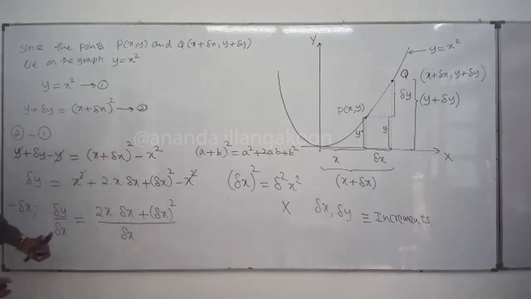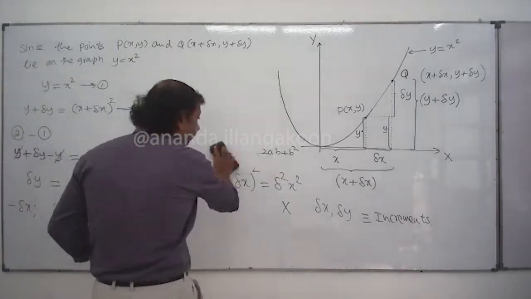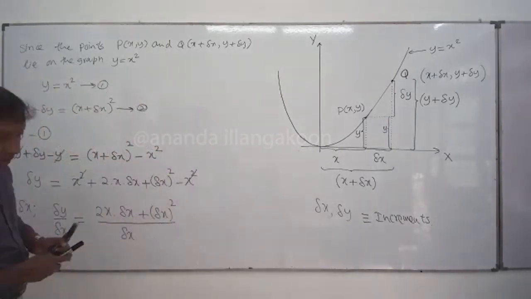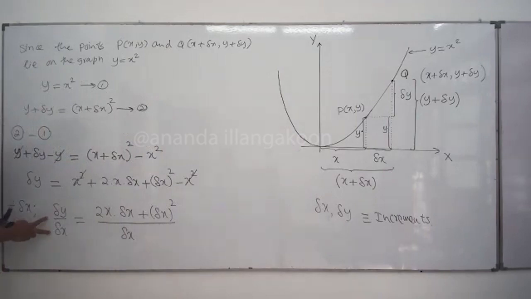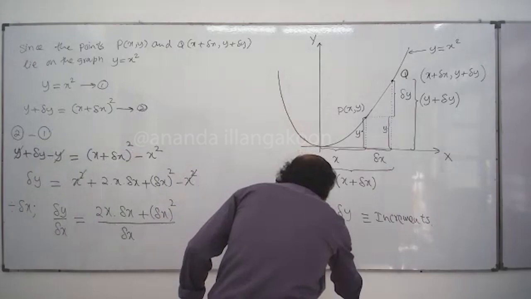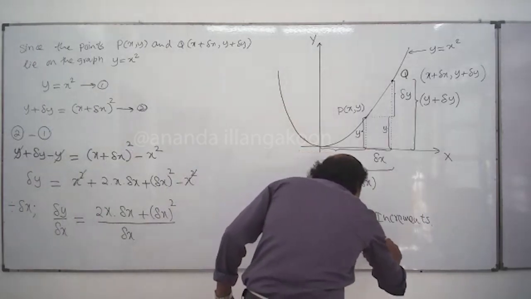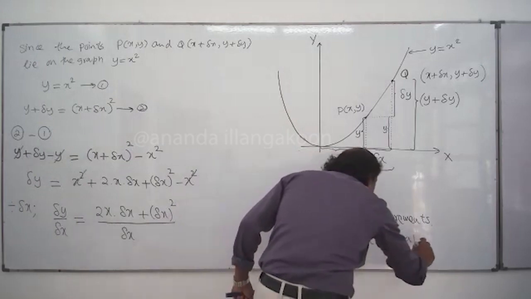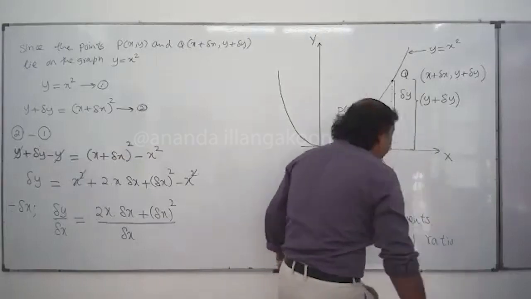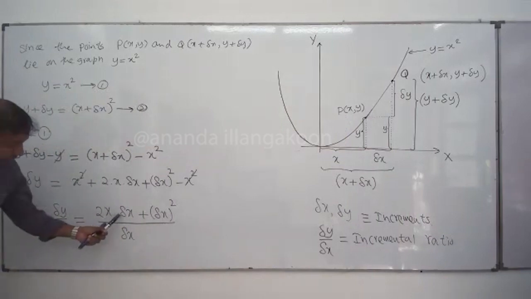Okay. Now I can do the simplification like this. People, this delta y by delta x is called, here we have a fraction. Fraction means a ratio. Then this delta y upon delta x is called the incremental ratio. You should know these specific words we use, right? Incremental ratio.